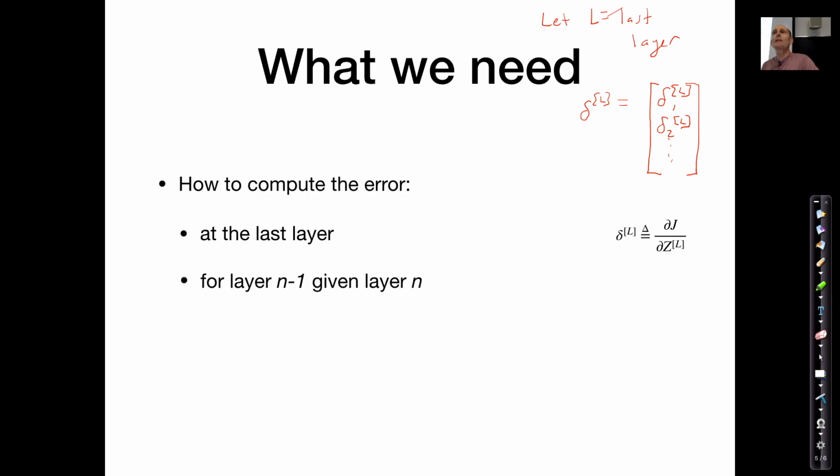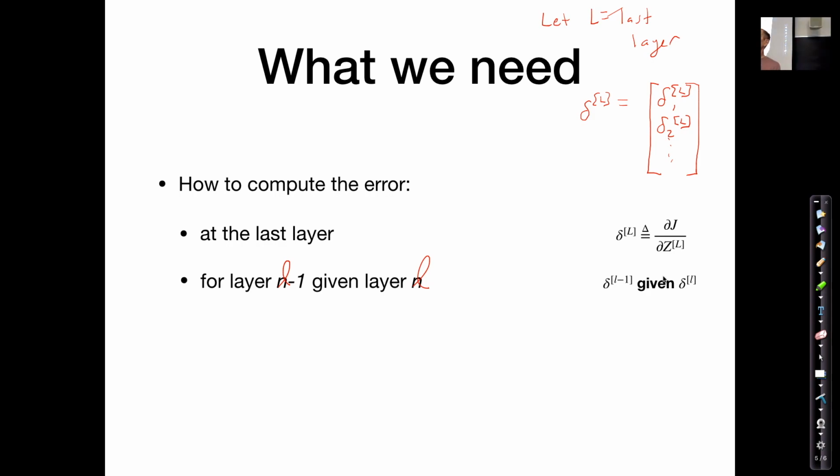We need to figure out, given that we know what the error is at layer L, we want to compute the error at layer L minus 1. And we'd really be better off talking about lowercase l because capital L sounds like layers. So we want to calculate sigma at l minus 1, given sigma at l. Does that make sense, right?